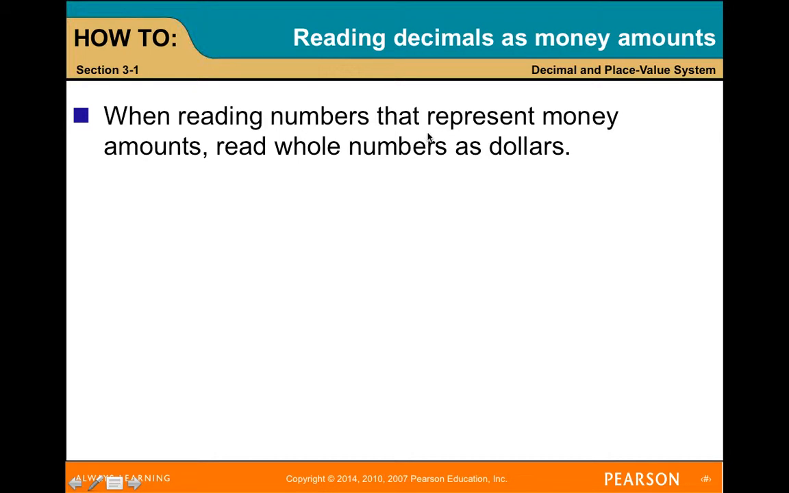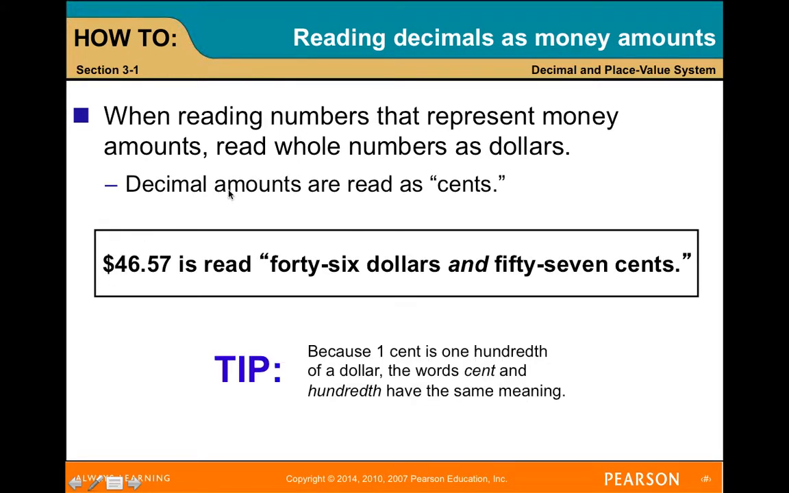When reading numbers that represent money amounts, read whole numbers as dollars. Decimal amounts are read as cents. So 46.57 is read $46.57, but we all knew that already. Because 1 cent is 1/100th of a dollar, the words cent and hundredth have the same meaning, because cent represents cento, which is 100 in the Latin and Italian.